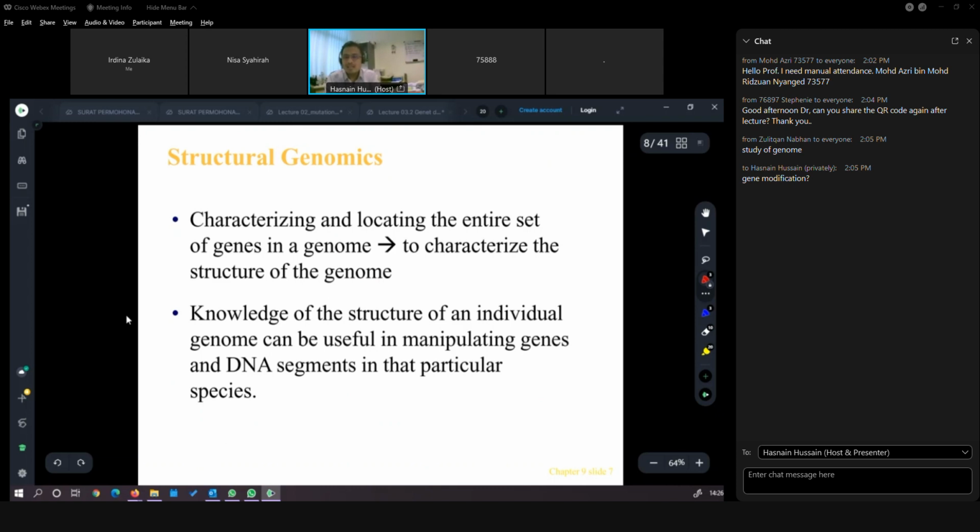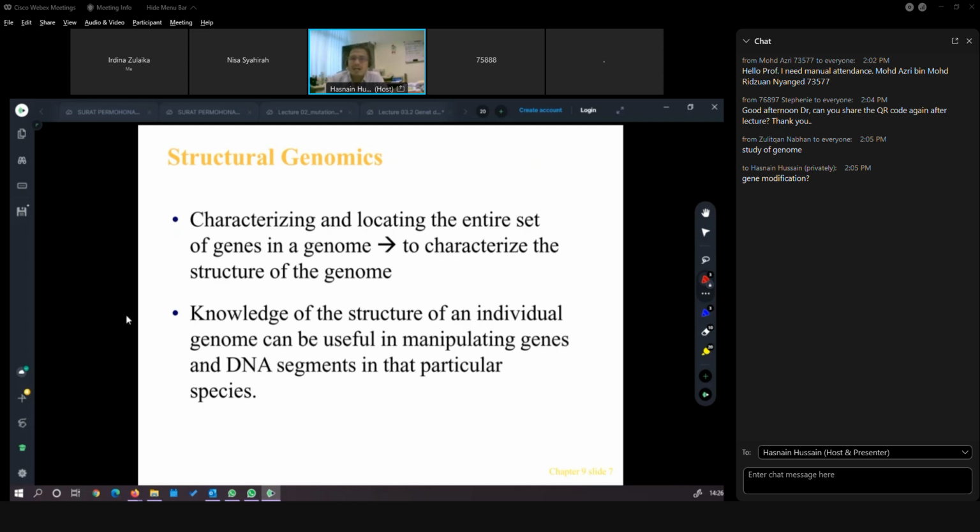Structural genomics: characterizing and locating the entire set of genes in the genome to characterize the structure of the genome. Again, as I mentioned just now, structural genomics relates to wanting to know the sequence of the entire chromosome collection in the organism, and then based on that, you analyze in more detail. That study is structural genomics.